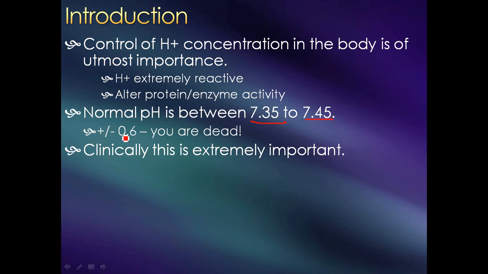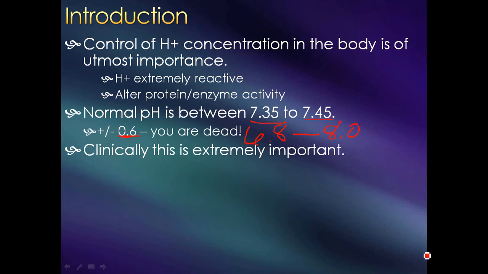And what we see is a 0.6 shift, anywhere from 6.8 to 7.4. If we are outside this range, we're dead. So we do not have a lot of leeway. We don't have a lot of room when it comes to pH imbalances.